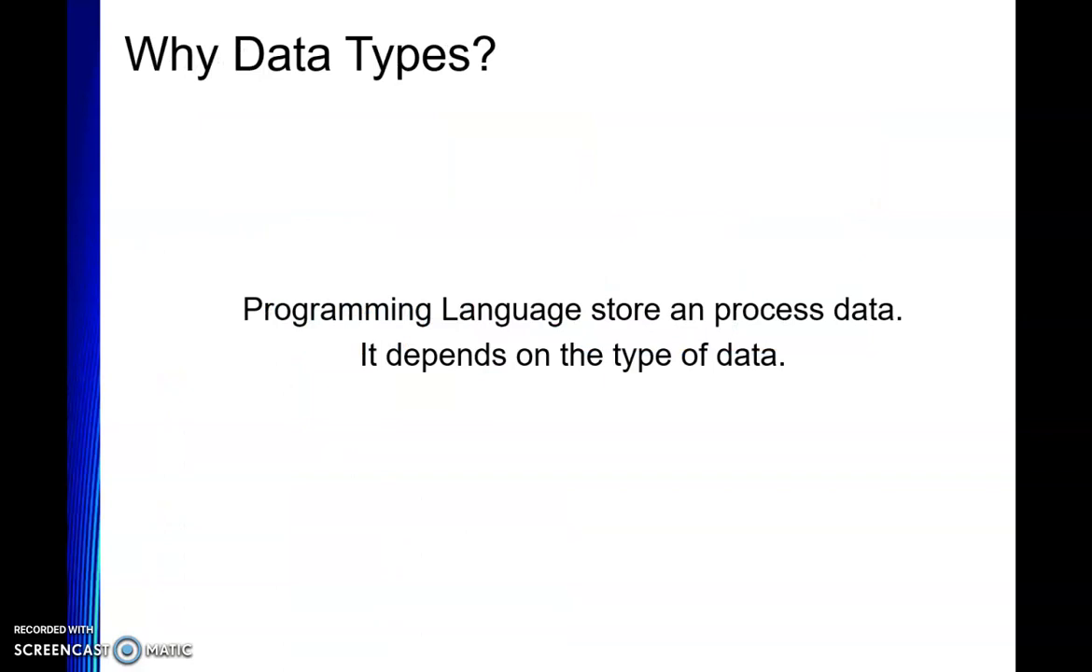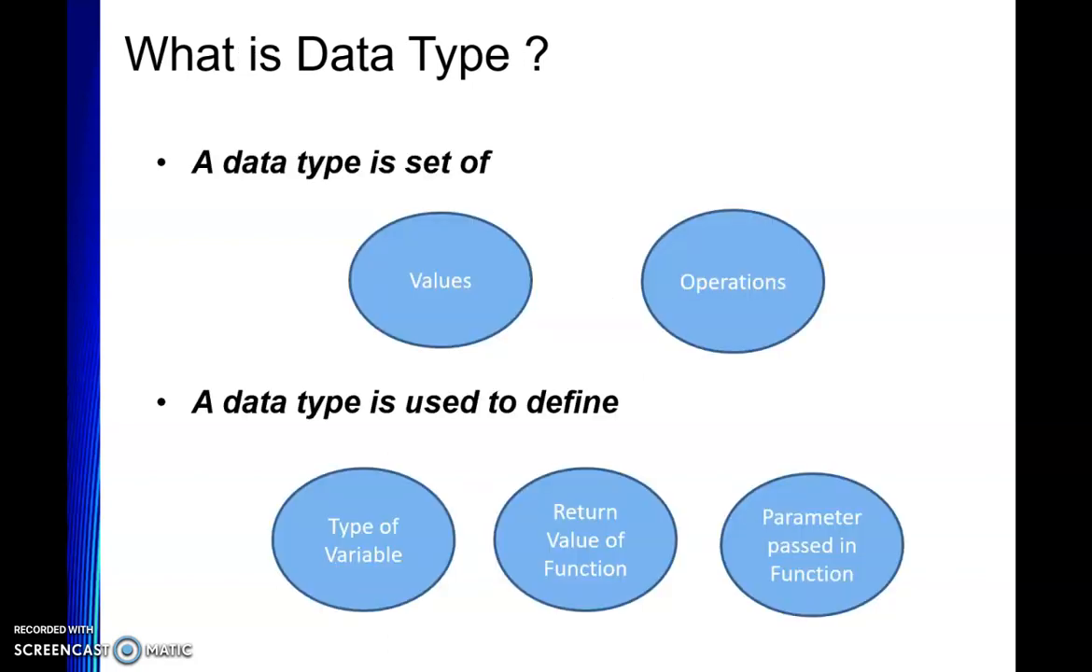So why are data types required? Every programming language stores and processes data, and it depends upon the type of data. Whenever we are talking about variables, we are saying that we are storing some data, and we are processing that data. So it is very essential that we should know what type of data it is. Based on this data, the entire thing also works. So understanding all the types of data is very, very important.